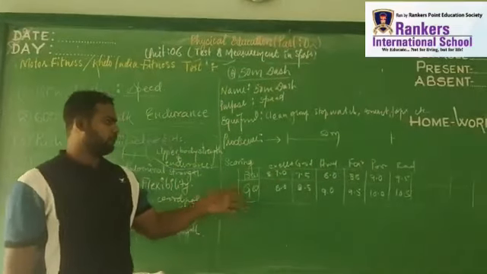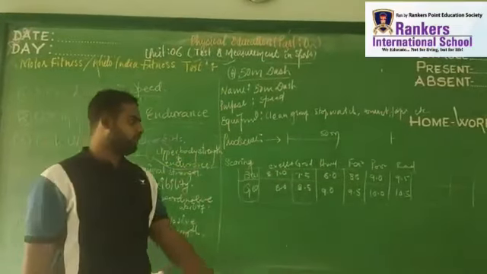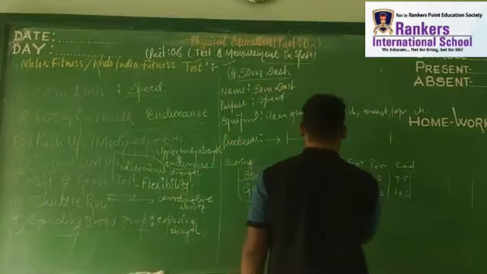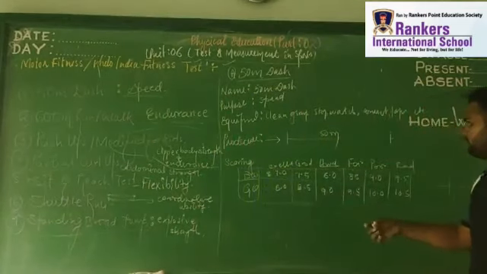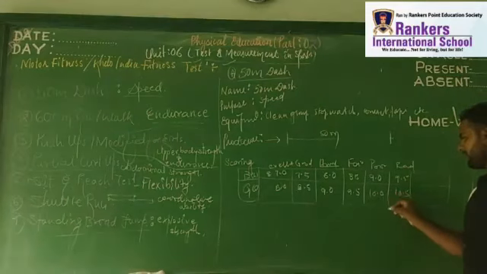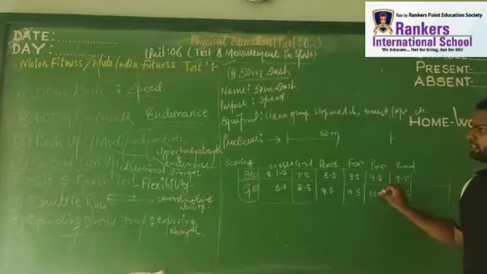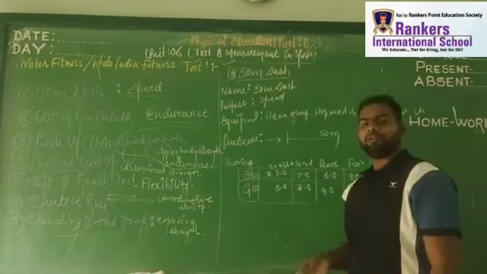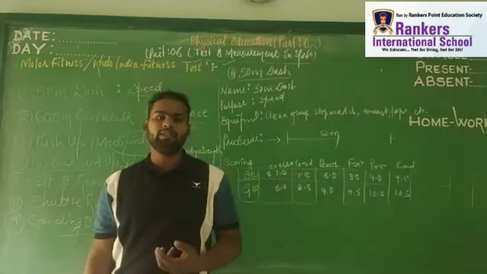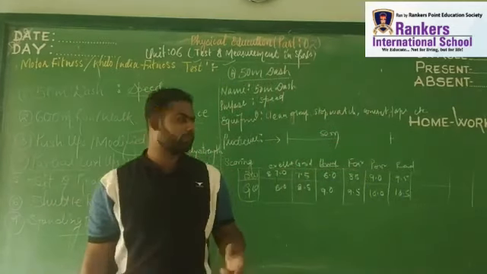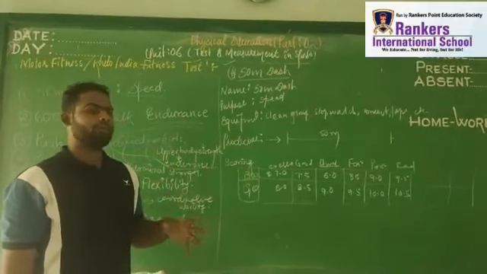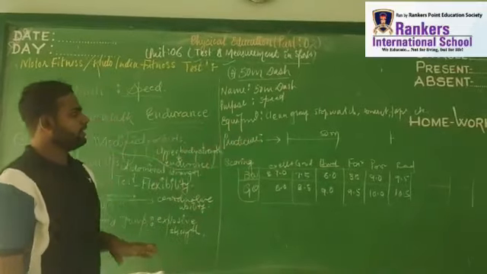If you talk about girls, excellent is 8.0, good is 8.5, average is 9.0, fair is 9.5, poor is 10.0, and bad is 10.5. This is the score. So whenever we talk about 50 meter dash, the scoring should be in seconds, and it should be very fast, very quick. 50 meter dash is a very important test. I hope it's clear to everyone.